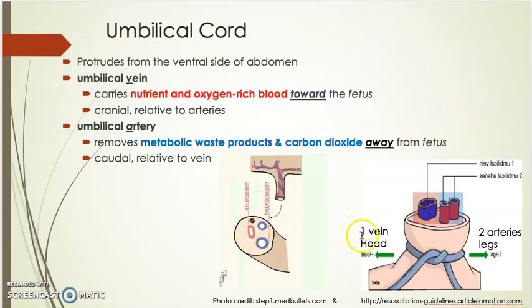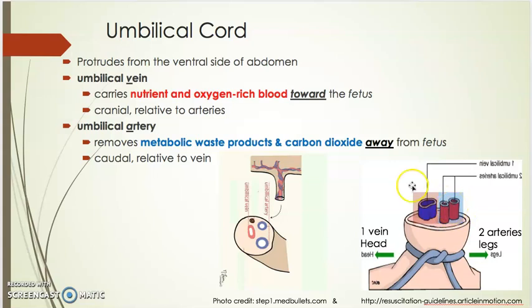If you look here, here is the head. I even switched this around. You'll see this is backwards, but most of your renderings and graphics have the head on the left-hand side of your PowerPoint and the legs on the right-hand side of your PowerPoint. That's why you're seeing this flipped. So toward the head, or cranial, you will find one umbilical vein, and toward the tail, or caudal, you will find 2 umbilical arteries.